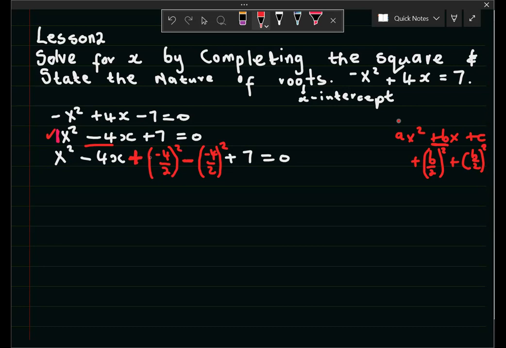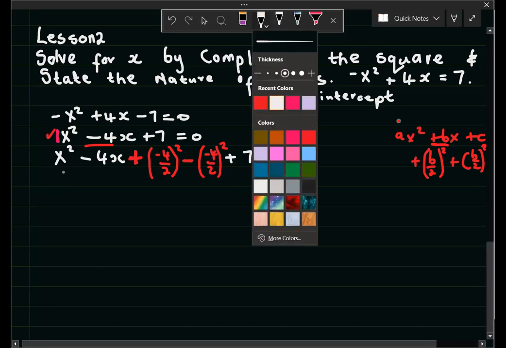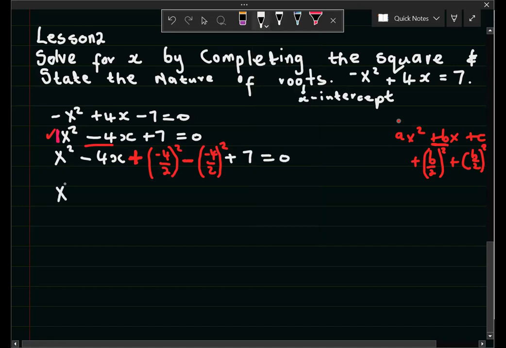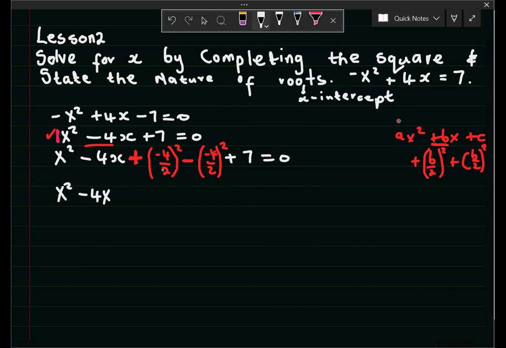Okay. And now we're going to simplify this bracket. So I'm going to rewrite everything: I have x squared minus 4x. If you press your calculator, -4 over 2 is -2, squared, which is +4. So which means we're going to have -4 and then plus 7 equals 0, right?